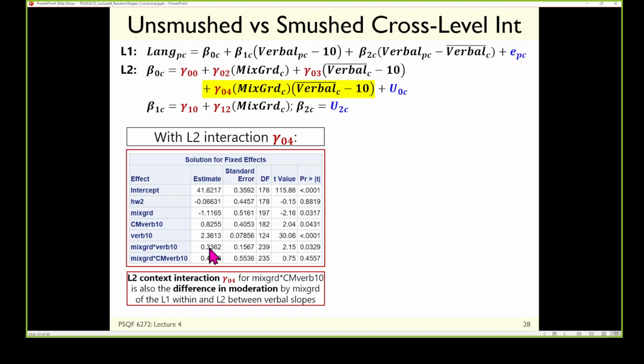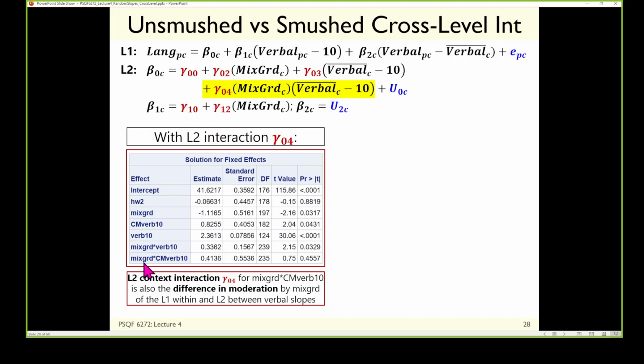What would the verbal slope be in schools that do have mixed grades? More positive. More positive by 0.34. So the rules of interaction still apply no matter what kind they are. Interactions take their constituent main effects and make them more positive, less positive, more negative, or less negative. And that's significant. How about that?